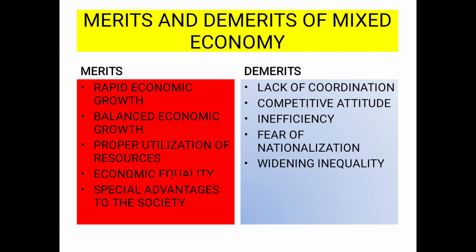The next one is inefficiency. Most of the public enterprises remain ineffective because they are very lethargic. There is some red tapism. There is no motivation as such, and because of that there is inefficiency.